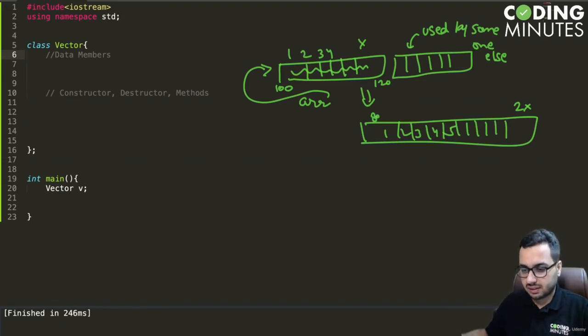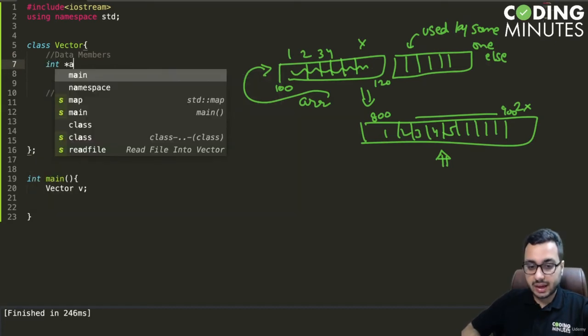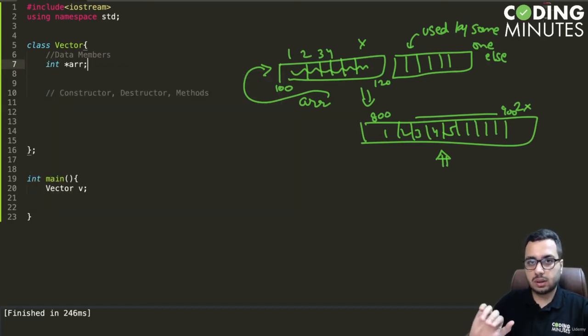Let's say this address is 800 and it ends at, let's say, 900, something like this. So we will allocate a new memory and we'll copy the elements from here to here. This is what we are going to do when we grow our vector. One thing is very clear, one of the data members would be the array pointer that will point to the memory location.